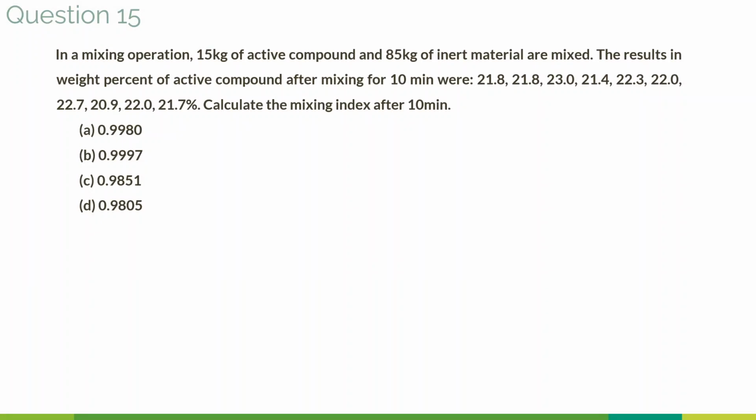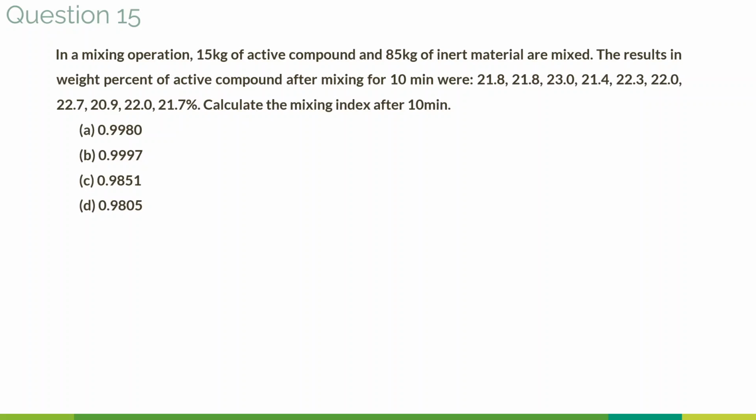Moving to question 15. In a mixing operation, 15 kgs of active compound and 85 kgs of inert material are mixed. The result in weight percent of active compound after mixing for 10 minutes were 21.8, 21.8, 23, 21.4, 22.3, 22, 22.7, 20.9, 22 and 21.7%. Calculate the mixing index after 10 minutes.